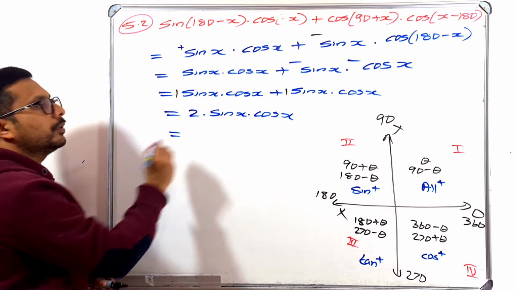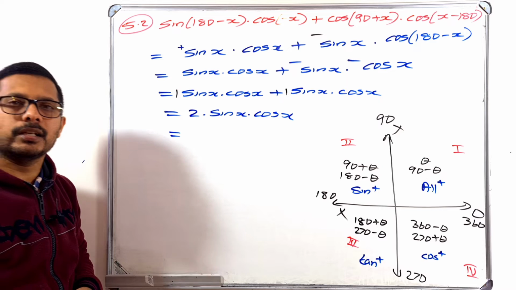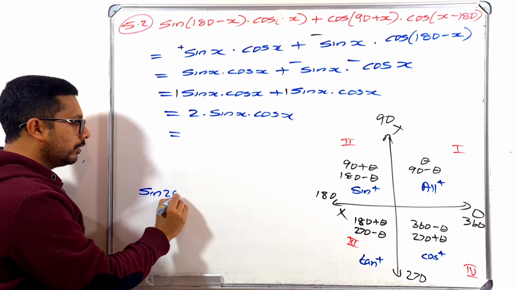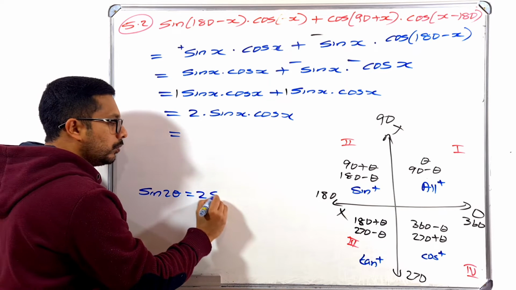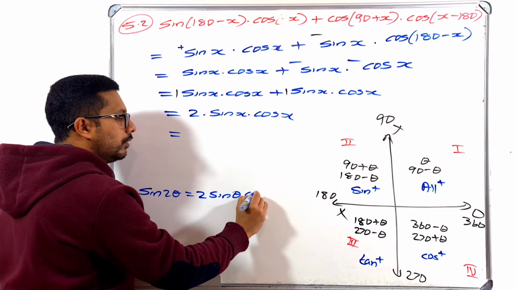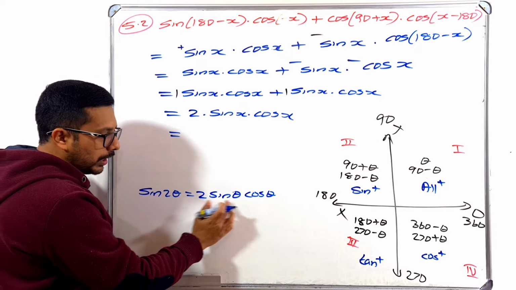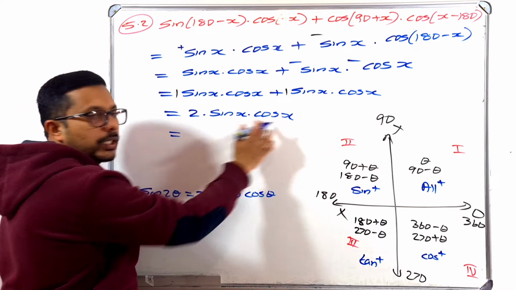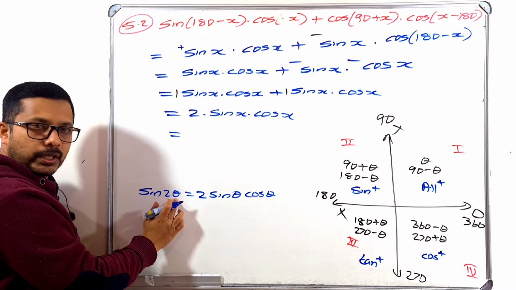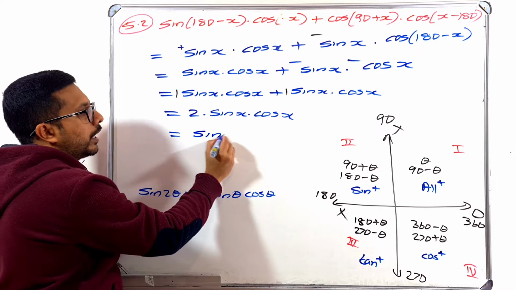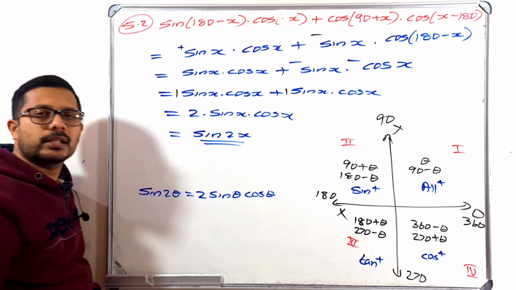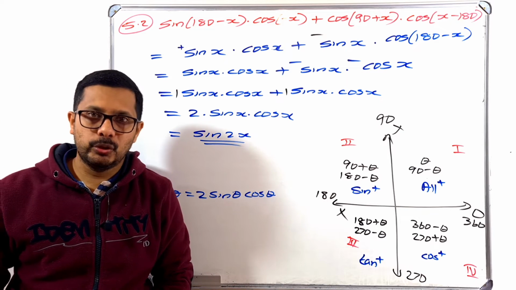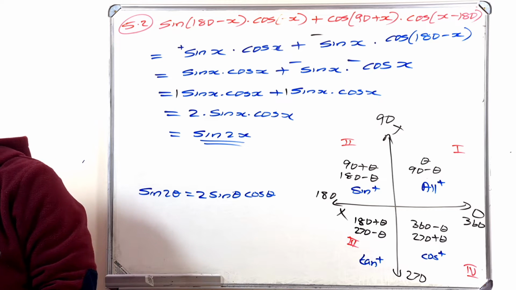Have you seen this one somewhere else? Yeah, this is the double angle for sine. Sine 2 theta, what is the expansion? 2 sine theta cos theta. So 2 sine theta cos theta is sine 2 theta. So what about 2 sine x cos x? That is sine 2x. So the answer is sine 2x. Okay, so that is question number 5.2. Now let's go to question number 5.3.